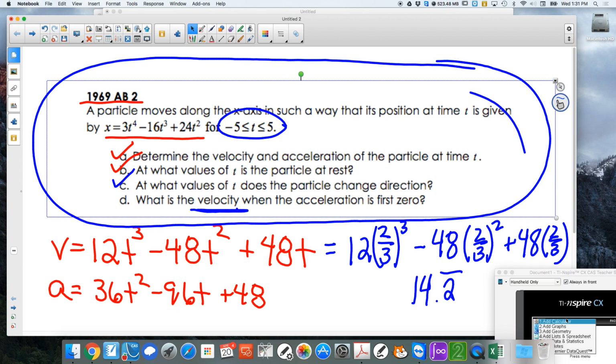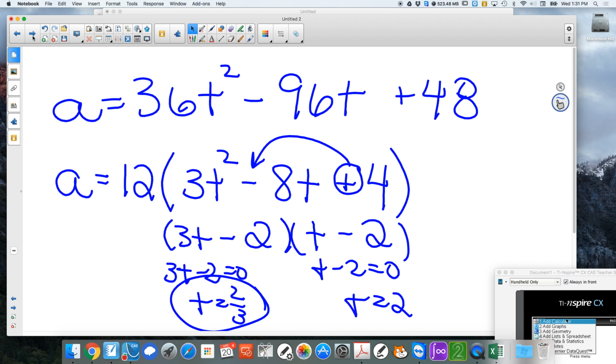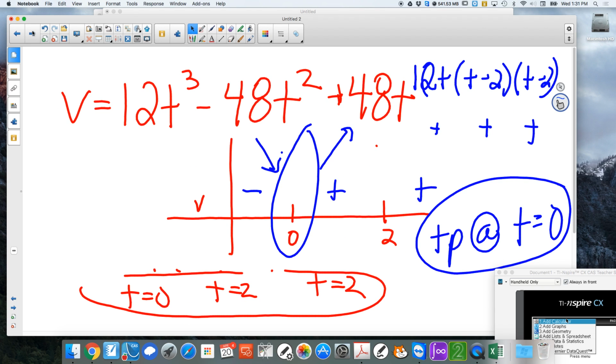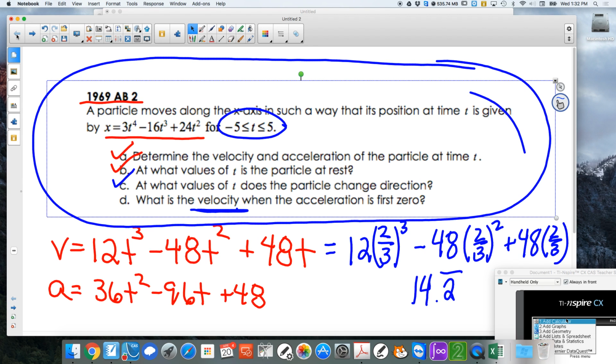I'm not sure what you're saying. Go back to the page of the acceleration. Also plug in, because the question asked. You're right, that would be another point. But here's what the question asked: when is the acceleration first 0? So Connor said we got 2 answers now. I get the question, the first one there.